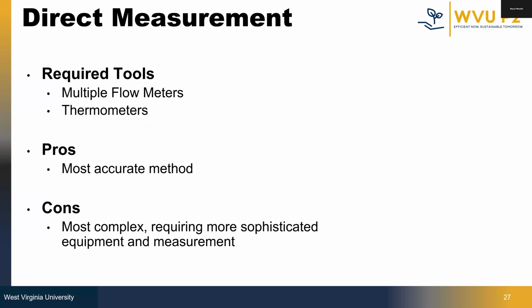So again, this is a more accurate but a more complex method. It's going to require some more sophisticated equipment and measurement. We're going to need flow meters to measure the flow of gas and steam. We're going to need thermometers to measure temperatures. And then we're going to have to put that all together and get our input and output and calculate our efficiency. So this isn't something that we would normally do during an energy assessment unless there was a very specific reason that we needed this level of accuracy.